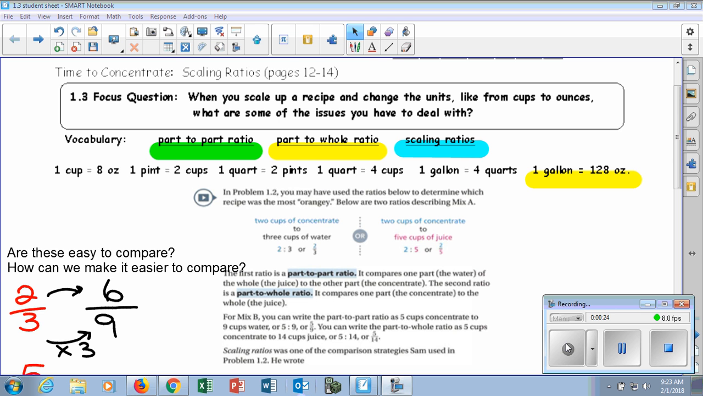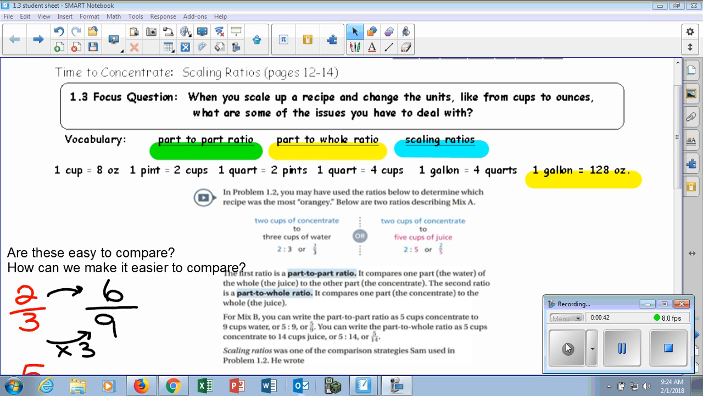Yesterday we were working with part-to-whole ratios, right? In that denominator we had the whole amount of cups, and on the top we had a specific part of it. Over here we have scaling ratios. We're going to focus more on that today. We're going to learn a little bit more in detail about that.